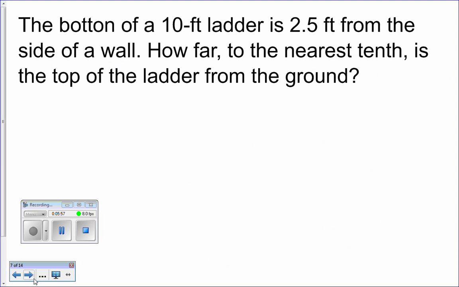This question says the bottom of a ladder is 2 5/10 feet from the side of the wall. How far to the nearest tenth is the top of the ladder from the ground?